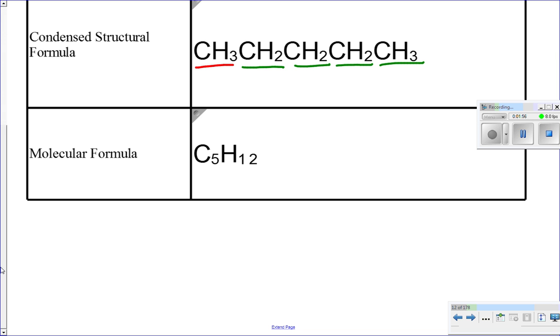Last but not least, we have a molecular formula. If we count our number of carbon atoms, 1, 2, 3, 4, 5, and we count our number of hydrogens, 3 plus 2 is 5, 6, 7, 8, 9, 10, 11, 12, we can condense this down to the molecular formula C5H12. This tells us a lot in terms of if we need to calculate something like gram formula mass, but we might have a molecule that looks like this.